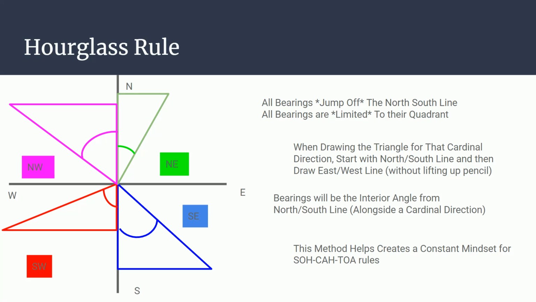So, quick review on the hourglass rule. All bearings are jumping off this north-south line. All of my triangles are drawn with my north to south first, then east to west, and then I connect 2 points. My A is my starting point and my end point. Doing this will create a constant rule set, and I'll make sure that your bearing is also the same as your interior angle right here.